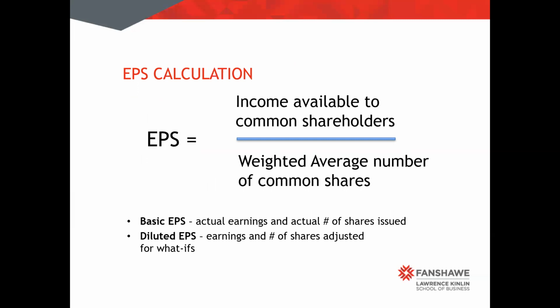There'll be two EPSs that an organization has to calculate. One is a basic, which just looks at actual earnings divided by actual number of shares, period. And then there's a diluted version, which looks at the what if. What if the convertible bonds or preferred share instruments are converted? What if the options are exercised? Things like that. And that determines a diluted earnings per share. And they're both required to be calculated.